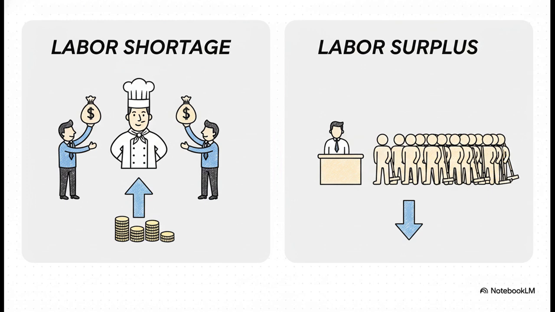But now, look at the right. A labor surplus. You have tons of applicants for unskilled cleaning jobs. Well, here the power dynamic completely flips. The employers have the leverage, and that huge supply of available labor naturally pushes the wage down until it settles at that market equilibrium point.